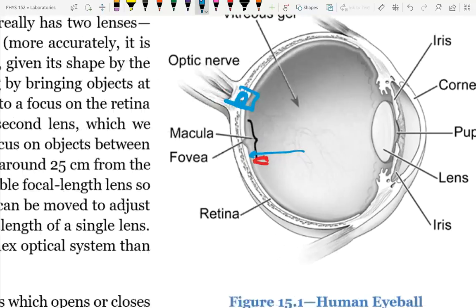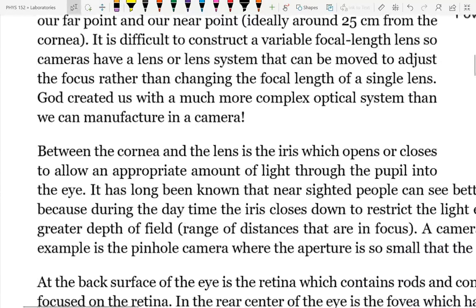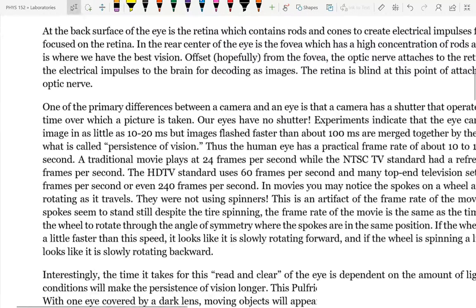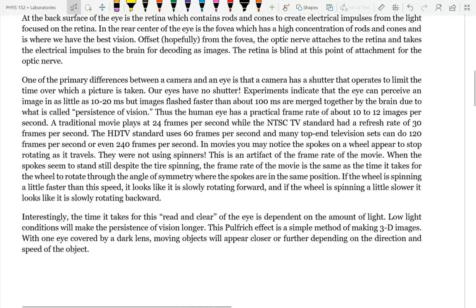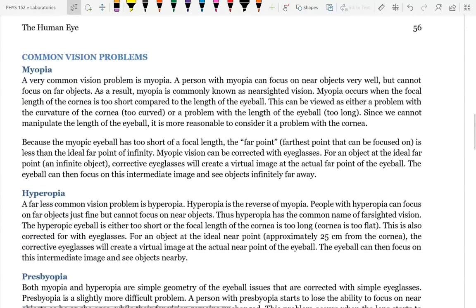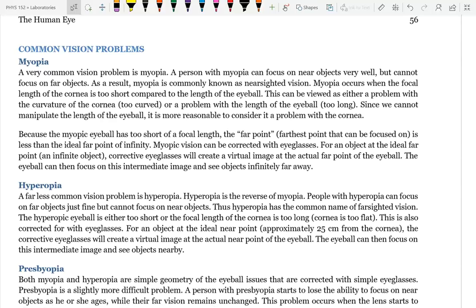It's kind of crazy. Okay, we've talked about this eye here enough. Let's talk about what the purpose of today's lab was. I'm not going to talk about the refresh rate and stuff, even though it's really cool. Common vision problems.